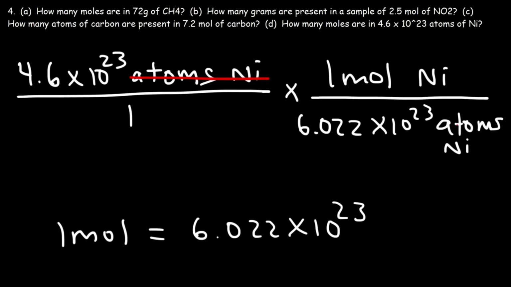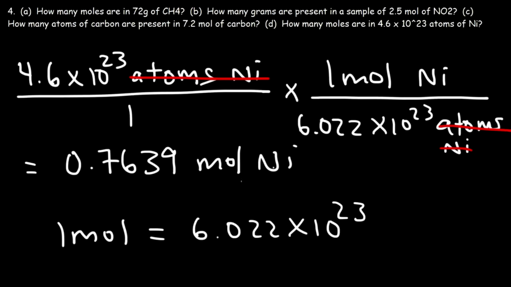So these units will cancel, and now we're going to get what's left over, the unit on the top, that is moles of nickel. So this time, because we have a number on the top and one on the bottom, we need to divide instead of multiplying. So it's 4.6 times 10 to the 23 divided by 6.022 times 10 to the 23. And so you should get 0.7639 if you round it, moles of nickel. And so that's it for this problem.